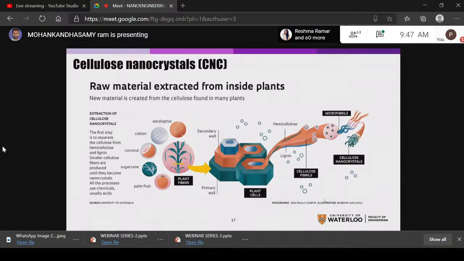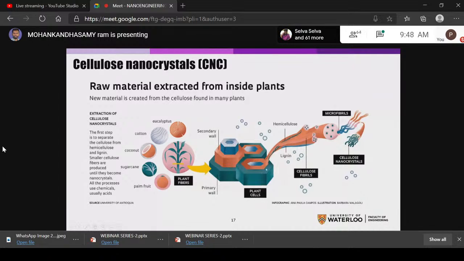So this plant may be any plant as shown in here, any fruit or coconut or cotton, etc. But mostly these nanomaterials are produced from the tree bark or stem of the plant. So those nanoparticles as shown in here, they are derived from the plant cells. Usually sulfuric acid is used to hydrolyze to get these cellulose nanocrystals. So these are the three different steps.